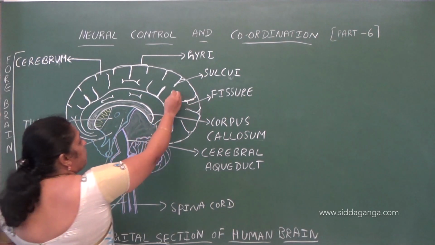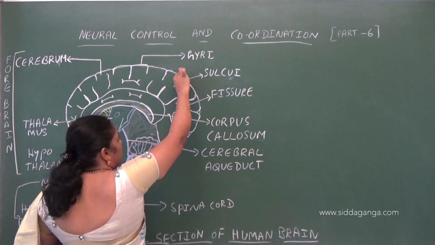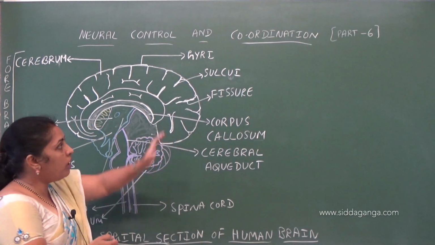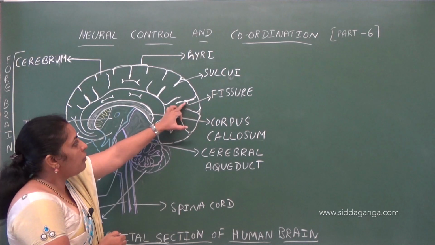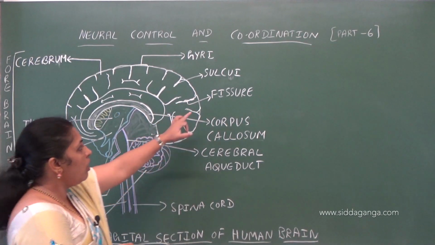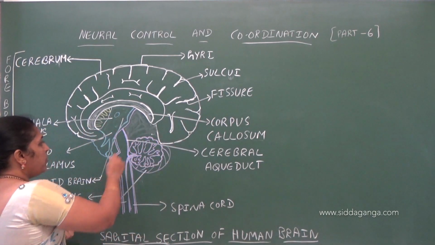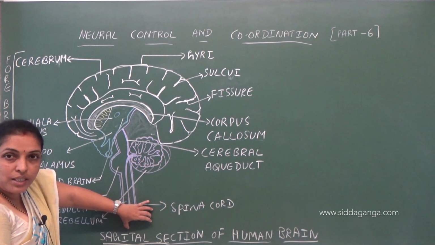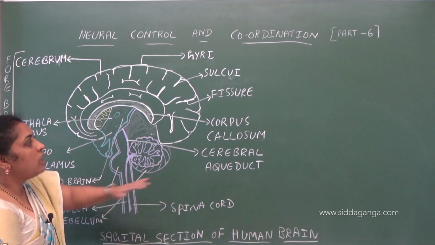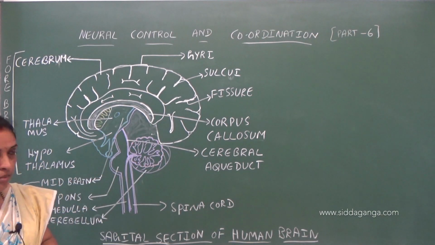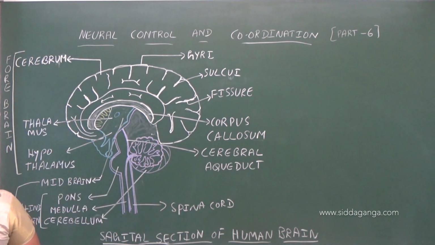The elevated parts or ridges on the surface of the cerebrum are called gyri. Each gyrus is separated by a depression or folding called sulci. If the depression is smaller, it is called a sulcus. If the depression is deeper, it is called a fissure. And we see the cerebral aqueduct here. The medulla continues as the spinal cord. This is the structure of the brain. This diagram will come for 5 marks. Now we will discuss in detail about the cerebrum.